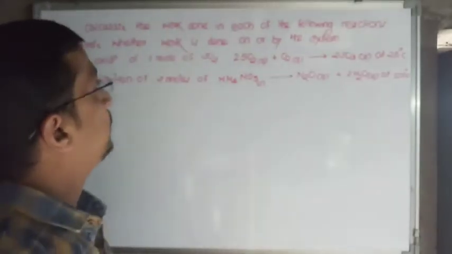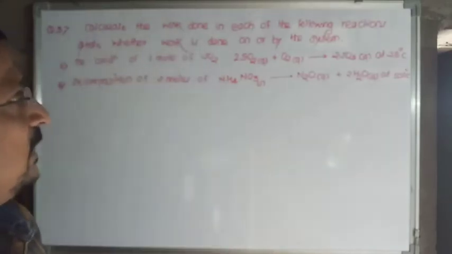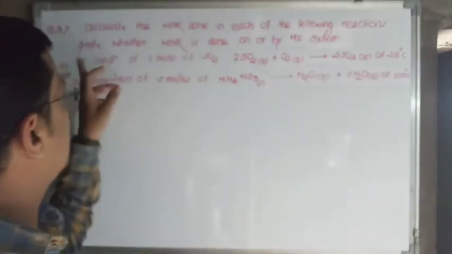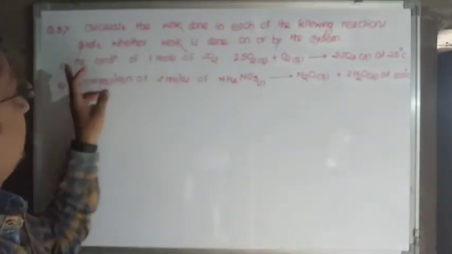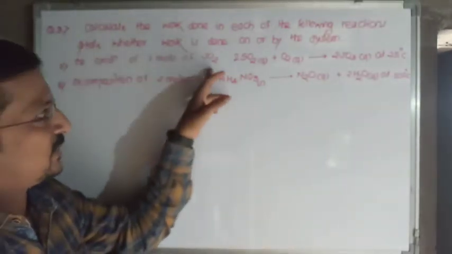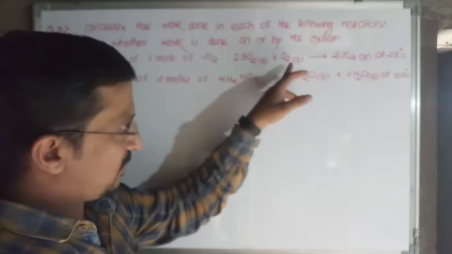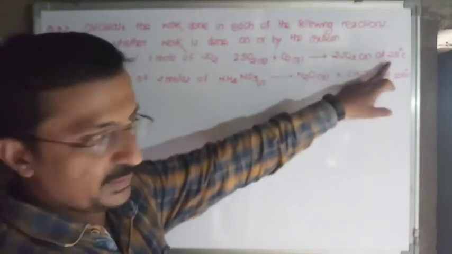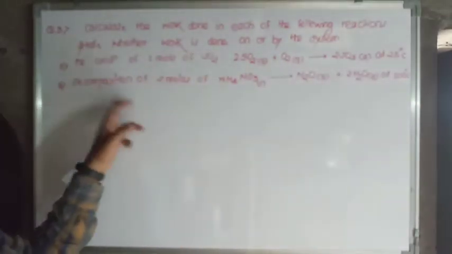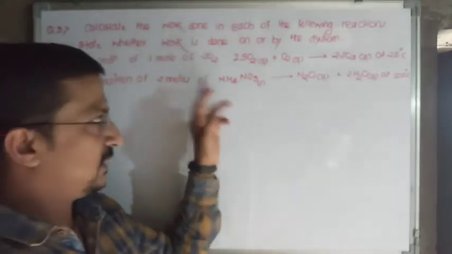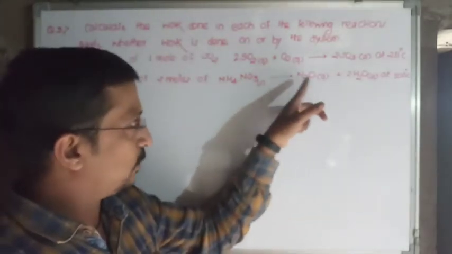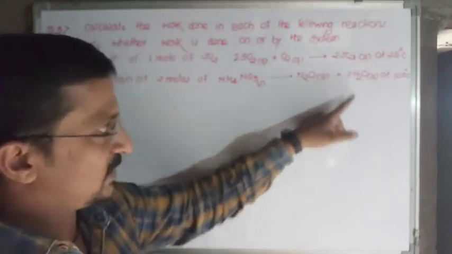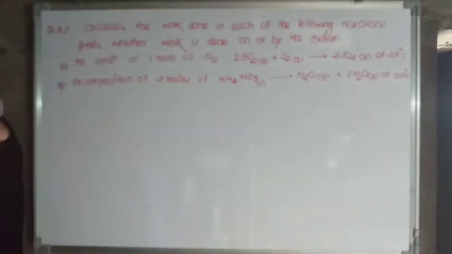What's the next example? Calculate the work done in each of the following reactions. State whether work is done on or by the system. The first reaction is the oxidation of 1 mole of SO2: 2SO2 gas plus O2 gas gives 2SO3 at 25 degrees Celsius. The second is the decomposition of 2 moles of ammonium nitrate: NH4NO3 solid gives N2O gas plus 2H2O gas at 100 degrees Celsius.